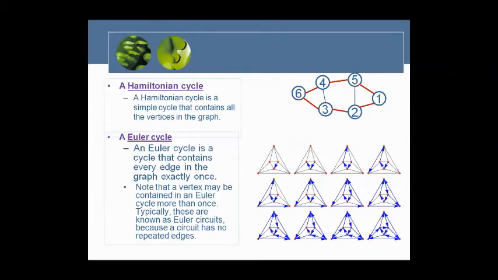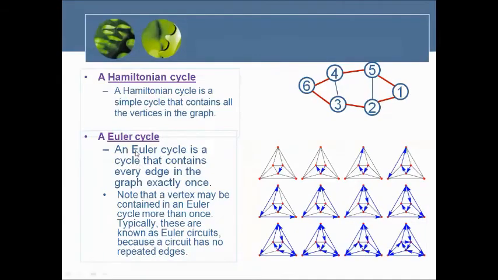A Hamiltonian cycle is a simple cycle that contains all the vertices in the graph. So we have 1, 2, 3, 4, 5, 6. A Euler cycle is a cycle that contains every edge in the graph exactly once. Note that a vertex may be contained in a Euler cycle more than once. Typically, these are known as Euler circuits because a circuit has no repeated edges.